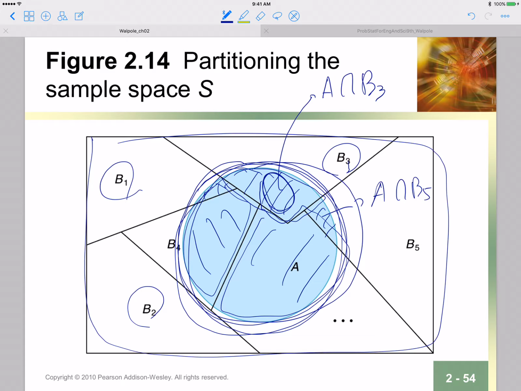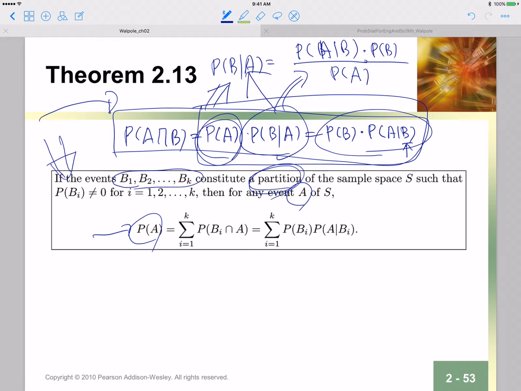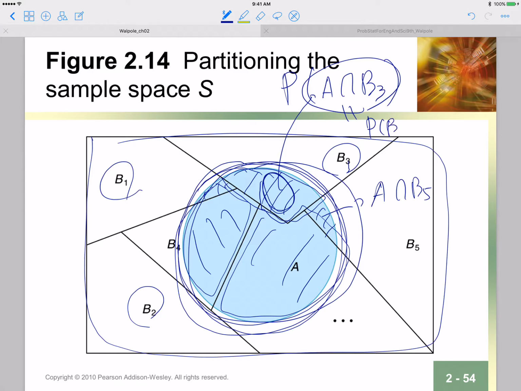And then also this intersection probability is represented in this form: P of B3, and then A happened after B3. So we can change this into this form.